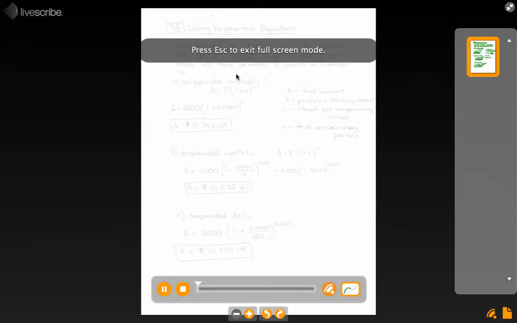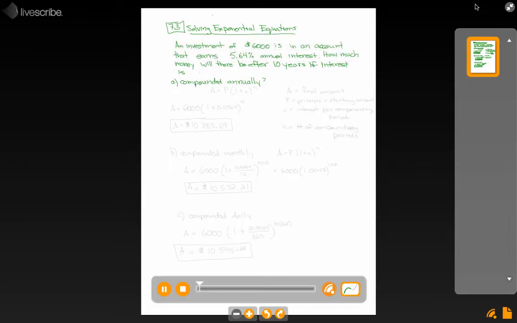This next example comes out of section 7.3, solving exponential equations. This is one of these real-life type questions that actually relates to real life, unlike some of the ones in the book that we run into. Investing money and investing it at various interest rates and various types of accounts.